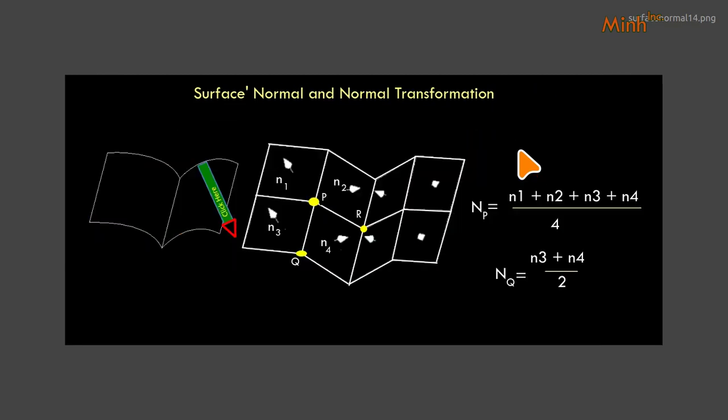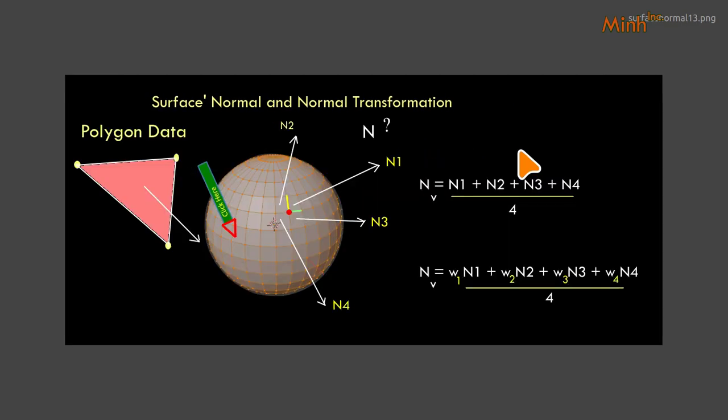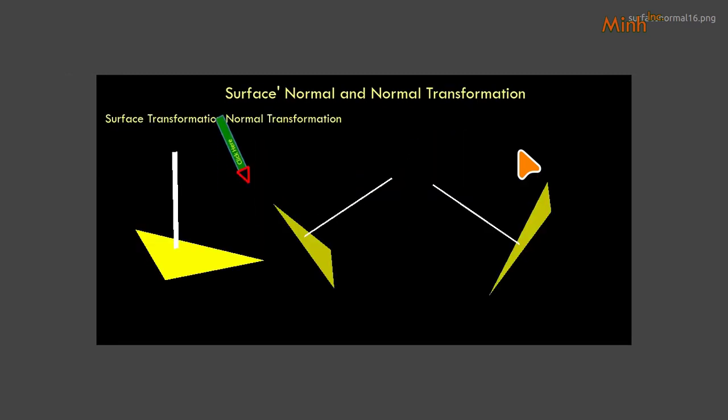So finally, earlier we were calculating the normal of a surface. Now surface transformation and normal transformation. If I have a surface like this, and if I transform the surface, what about the normal? How would it transform? That is the question. So this is a surface and this is the normal. I am transforming the surface, and the normal is transforming.